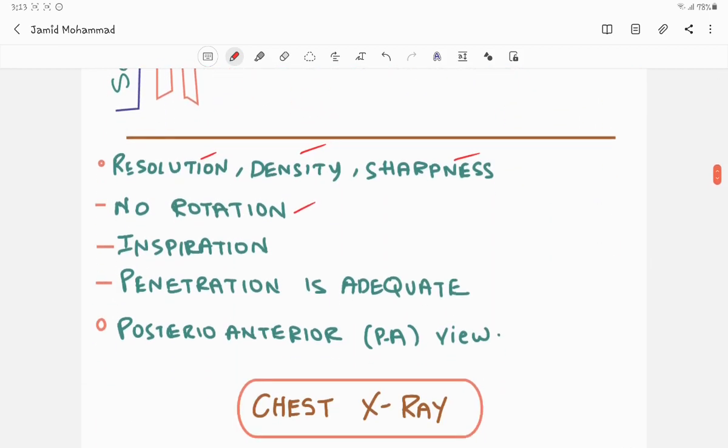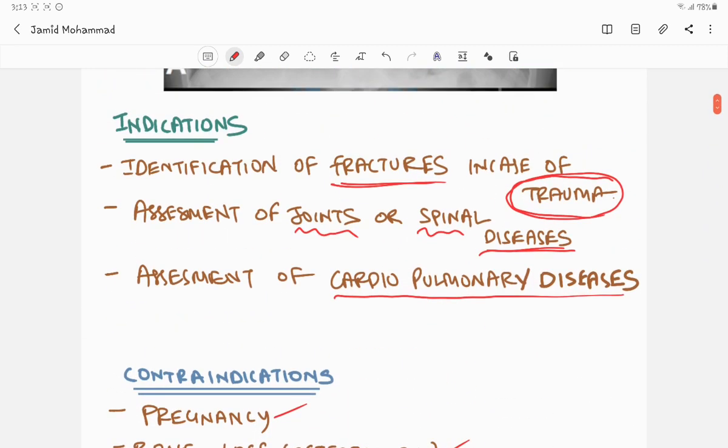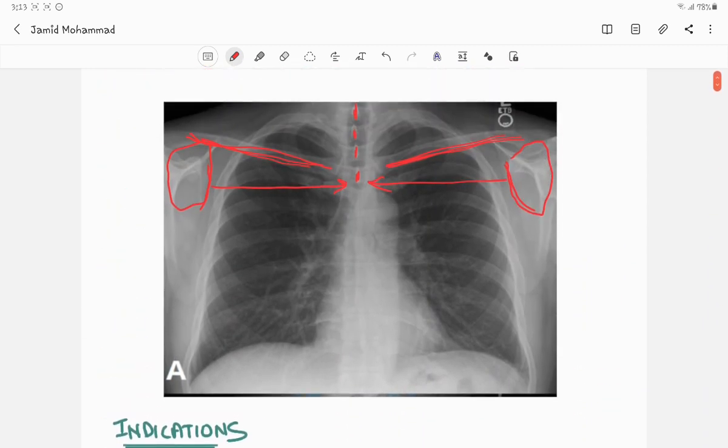And the inspiration can be checked by counting the number of ribs that we can see over here. This is the first, second, third, fourth, fifth, sixth, seventh, eighth, ninth, and 1, 2, 3, 4, 5, 6, 7, 8, 9, 10.